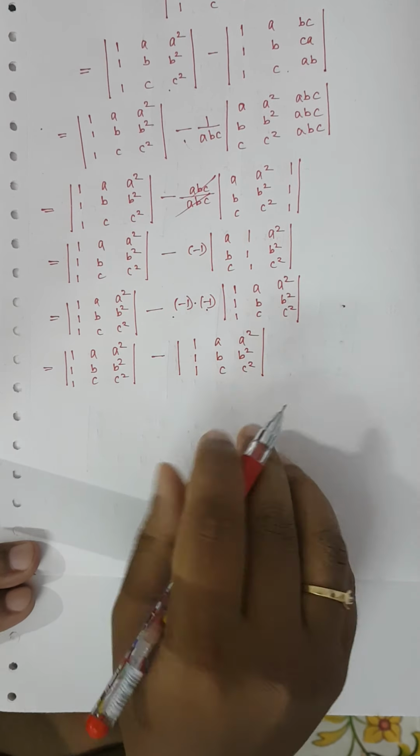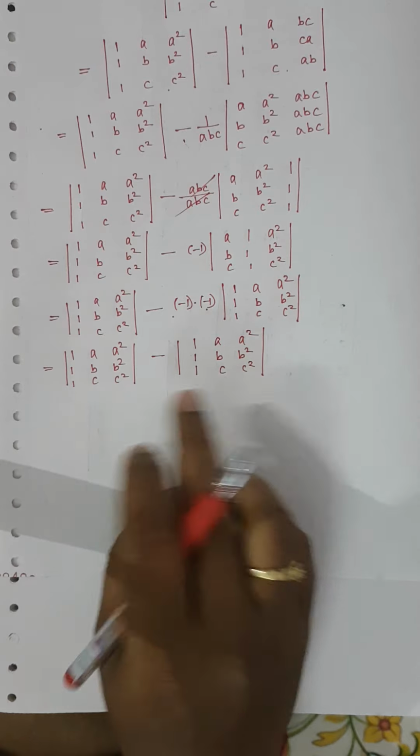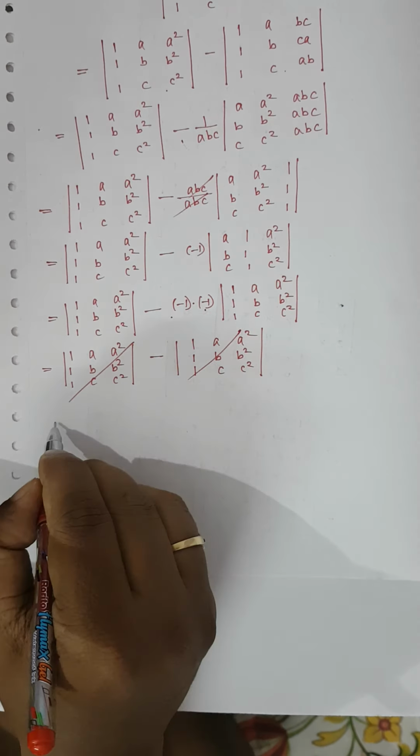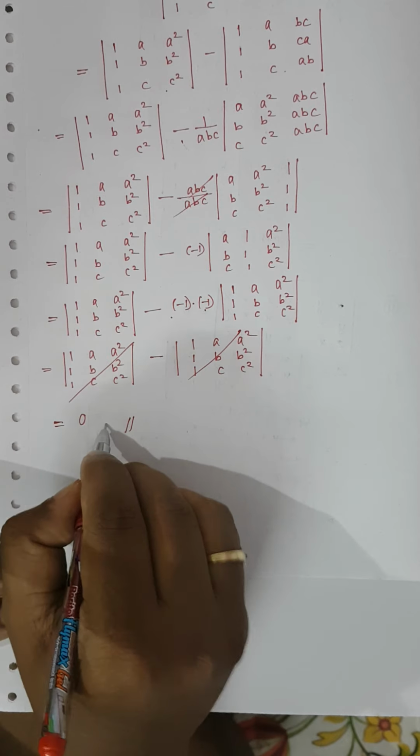Now you can see that both of these determinants are equal. They are real numbers, so they can be cancelled. So your result will be equal to 0.